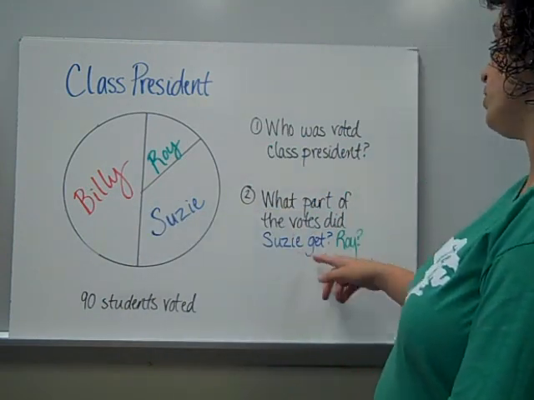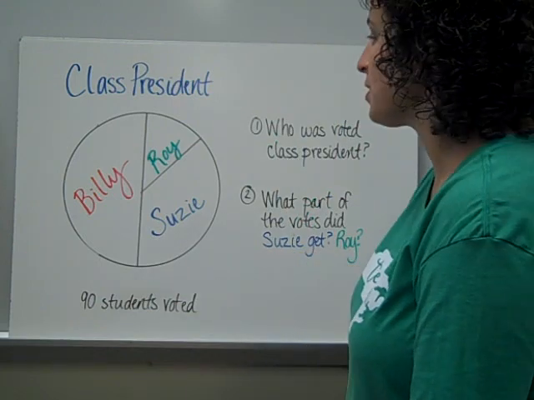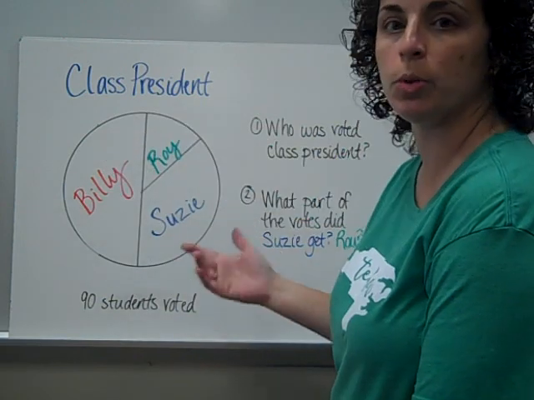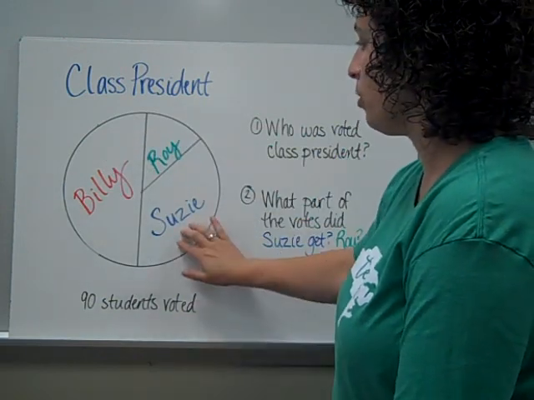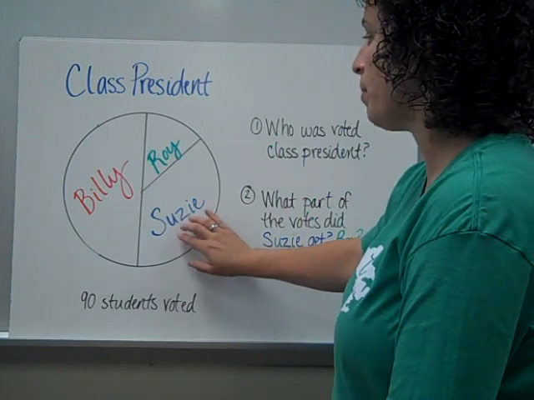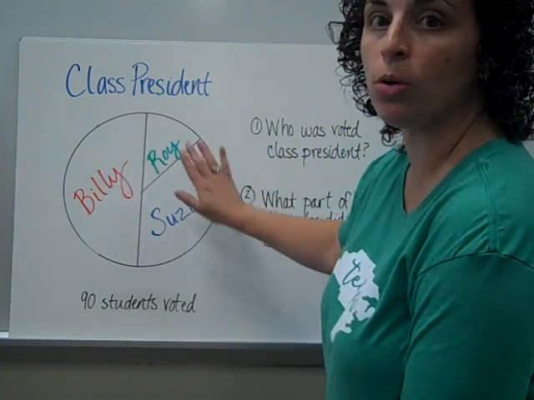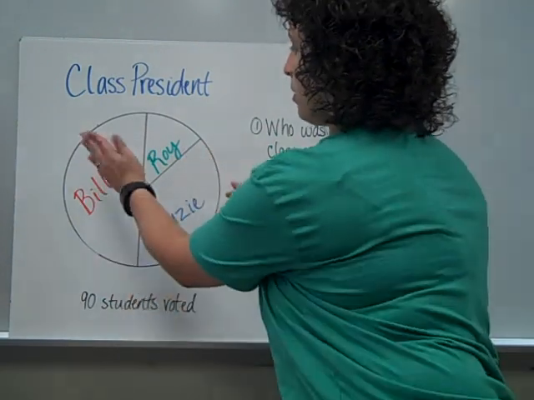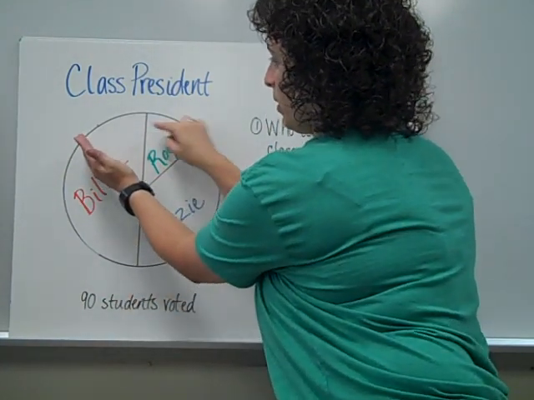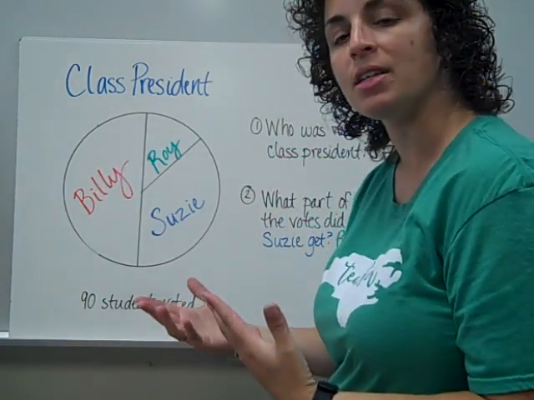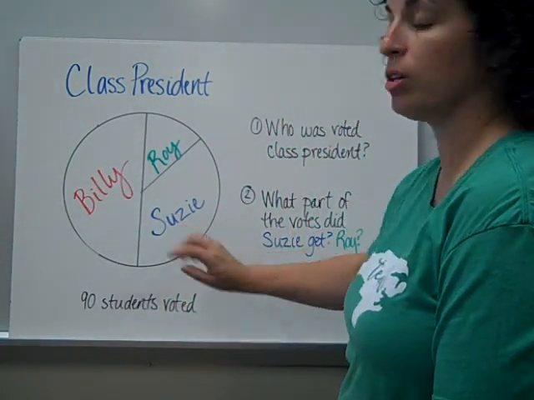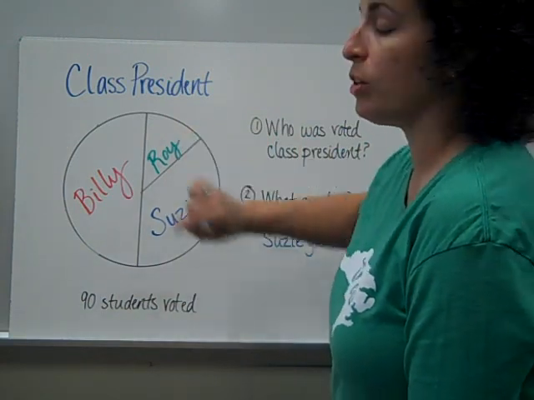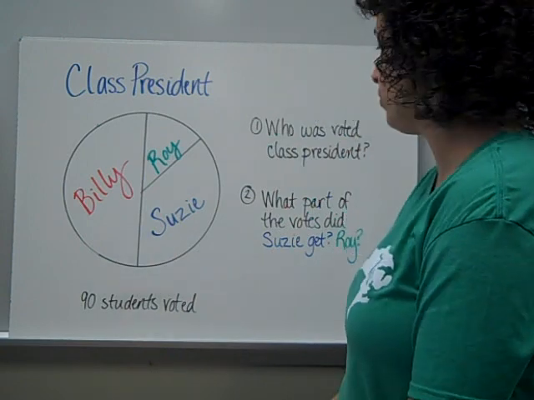What part of the votes did Susie get? And it also asks us about Roy. Well, if Billy got half, then that means that these two were half together. But if I'm looking for Susie by herself, then I would want to imagine pieces filling this whole circle that were the same size as Susie's. So this line going here, I could recreate it here, and then that would leave me one more about the same size. So I see that Susie's is about 1/3 of the votes, and then Roy is about half of hers, so he would be 1/6 of the votes.